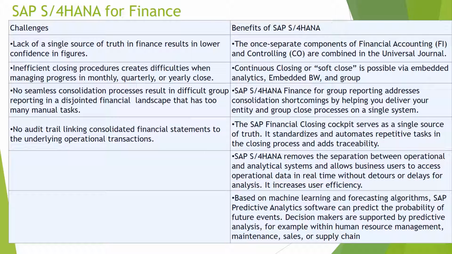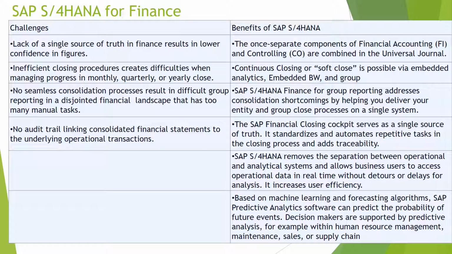And inefficient closing procedures create difficulties when managing progress in monthly, quarterly, or yearly closings in case of ECC and other systems. And in case of benefit of SAP S/4HANA, continuous closing or soft close is possible via the embedded analytics, embedded BW and group reporting. And if you take the challenges in case of the consolidation process, there is no seamless integration. This results in difficult group reporting in a disjointed financial landscape that has too many manual tasks.